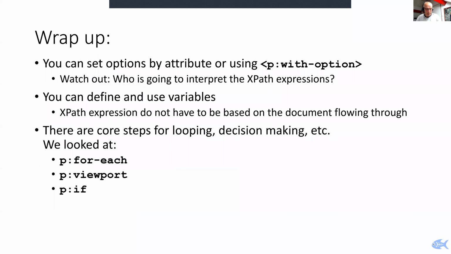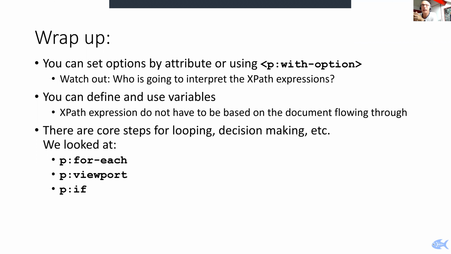So as a wrap up, what did we learn today? You can set options in two ways. You can do it by attribute, and you can use p:with-option elements. And p:with-option elements you sometimes have to use when things get more complicated than just a single value. Always watch out who is going to interpret the XPath expressions. Is it the step or is it the pipeline? And make sure you don't make mistakes with that.